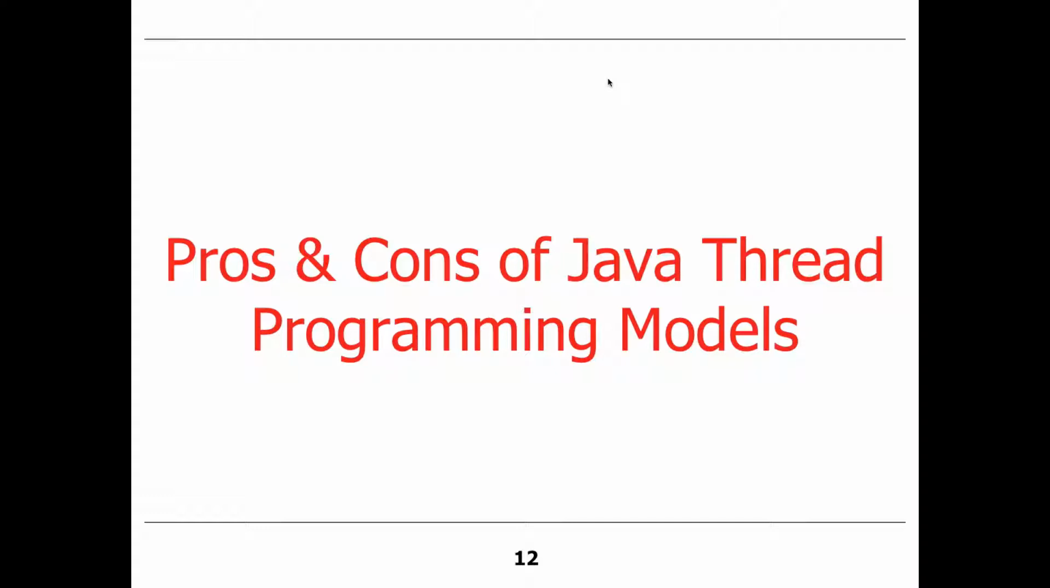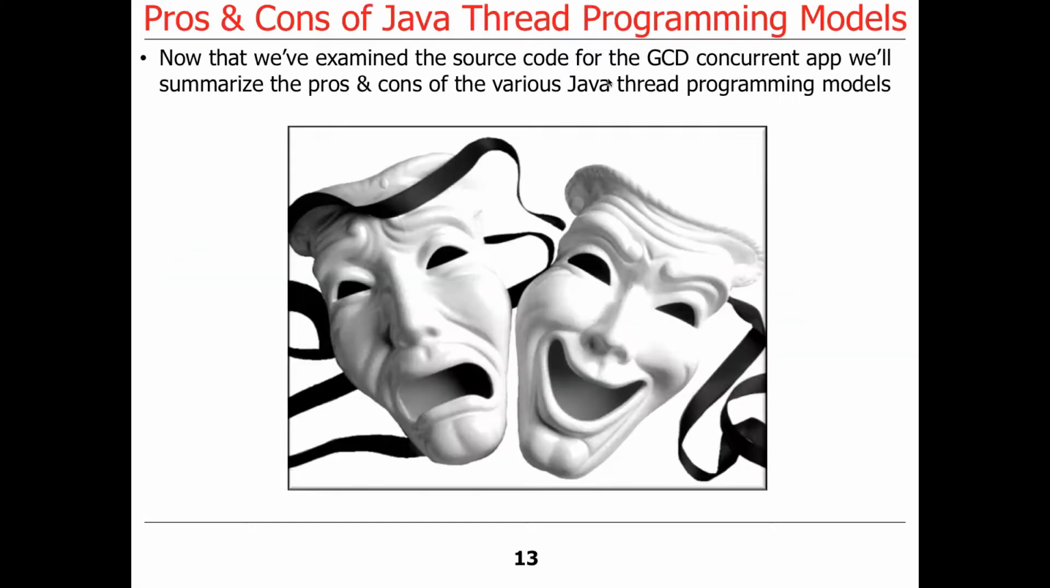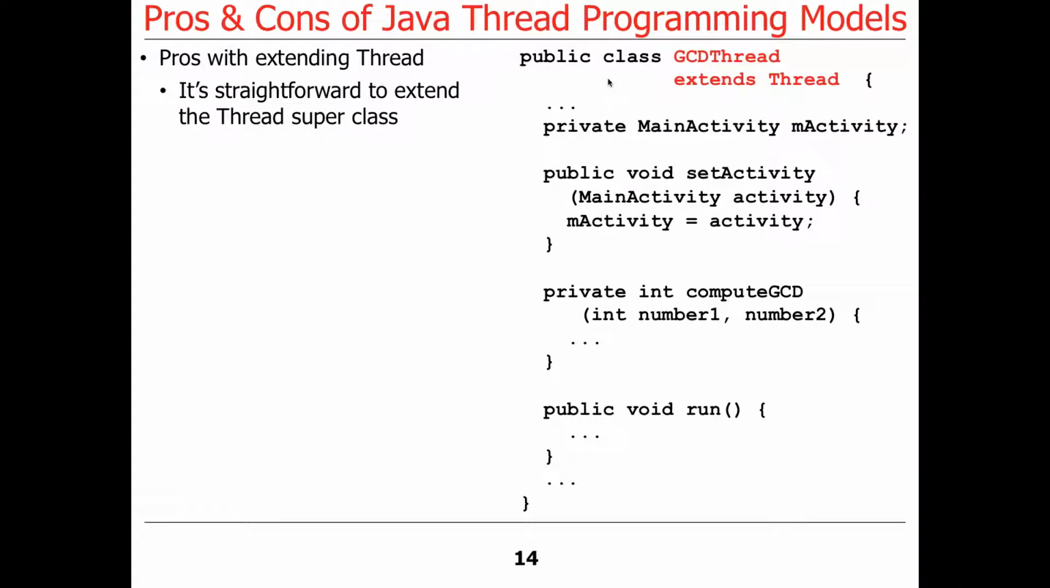Okay, now that we've taken a look at the source code, I want to go back and discuss the pros and cons of the Java thread programming models that we've been looking at. We'll take a look at them from a couple different points of view. First, let's talk about pros of extending thread. If you take a look at the GCD thread example, that extends thread.